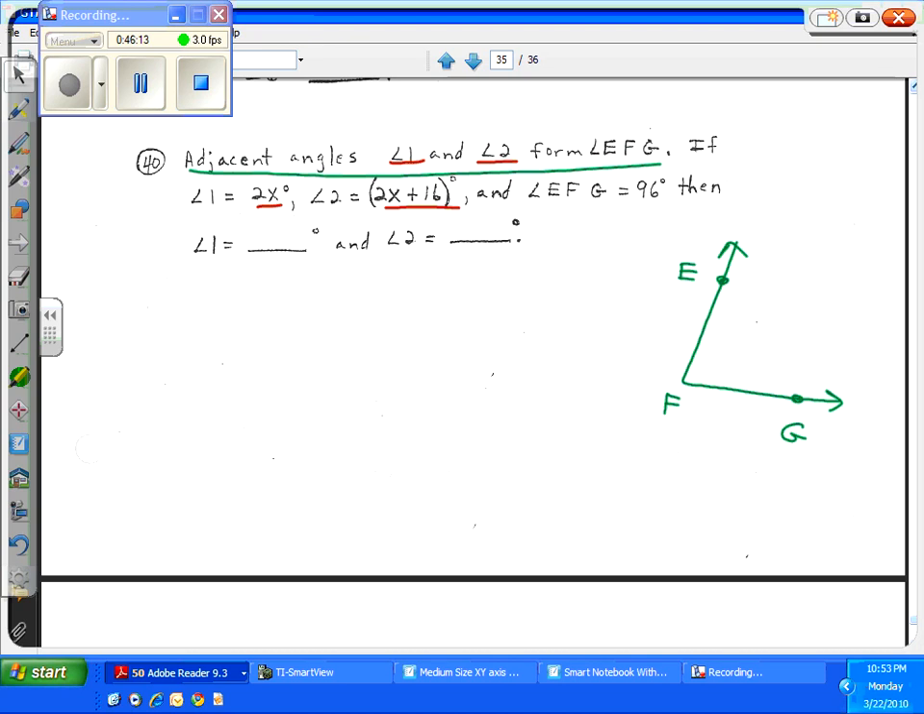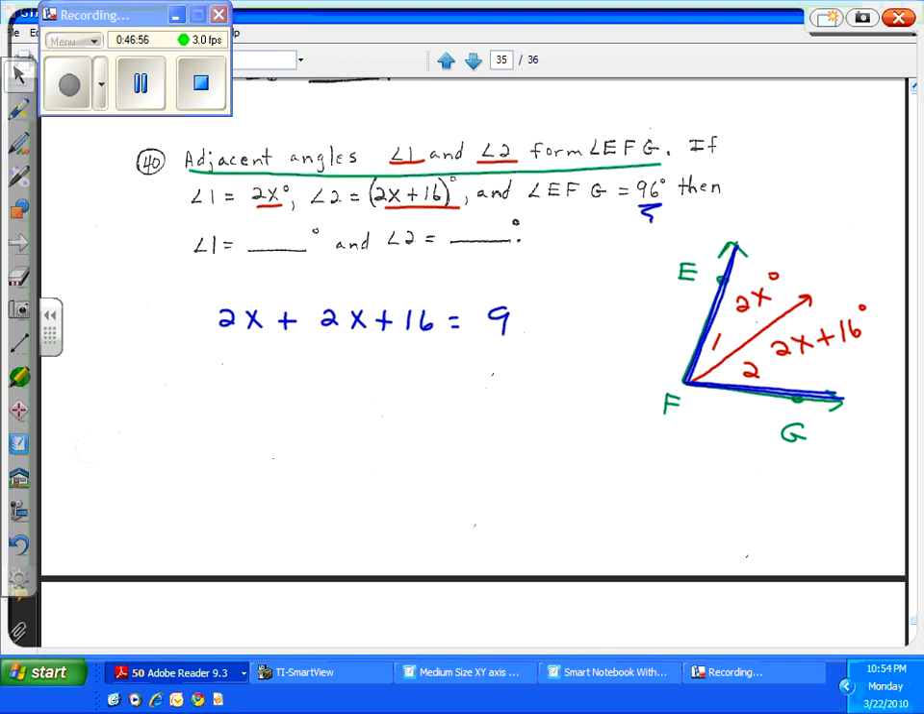If angle 1 is 2x and angle 2 is 2x plus 16, that shows us that angle 2 is a little bit bigger. So somewhere in here we've got two angles. Angle 1 is a little smaller than angle 2, and angle 1 is represented by 2x degrees, and angle 2 is represented by 2x plus 16 degrees. Now, by angle addition, we know that the sum of angle 1 and 2 is equal to angle EFG. So we can say that angle 1, which is 2x degrees, plus angle 2, which is 2x plus 16 degrees, is equal to the whole big angle, angle EFG, which is 96 degrees.